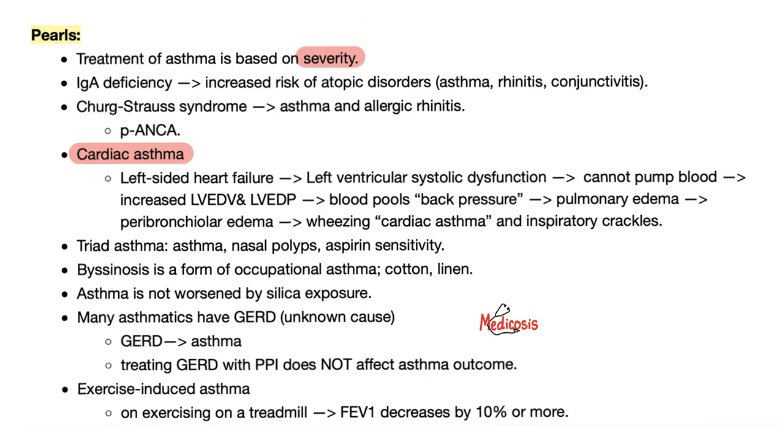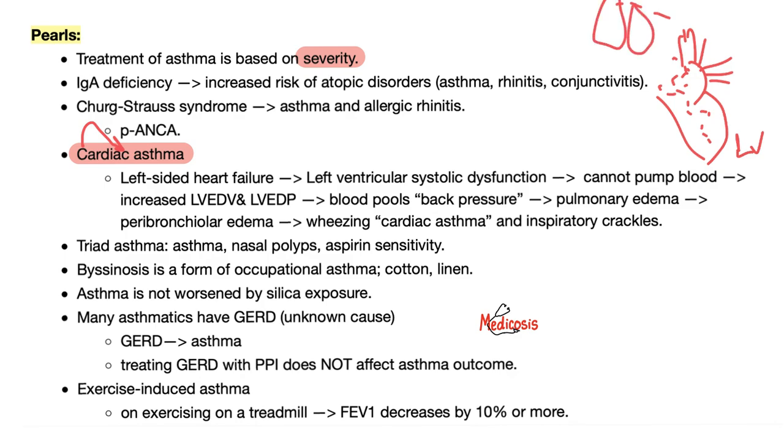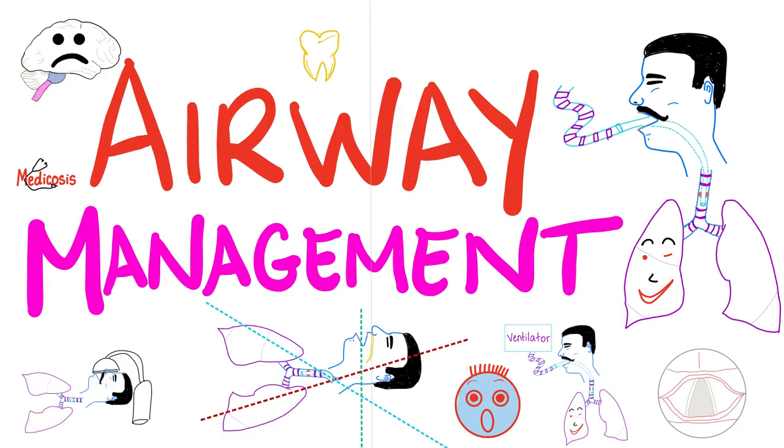What is cardiac asthma? Oh, this is an asthma, but blame the heart for this asthma. It's caused by a cardiac problem, such as left-sided heart failure. Because when the left side of the heart is not contracting, what's going to happen? Blood will pile up in the left atrium, and then in the pulmonary veins, and then in the lungs. So the lungs will be filled with fluid, and I will start to cough and cough and cough, and this is cardiac asthma. In the next video, we shall talk about airway management. It's a very important topic. You do not want to miss it.